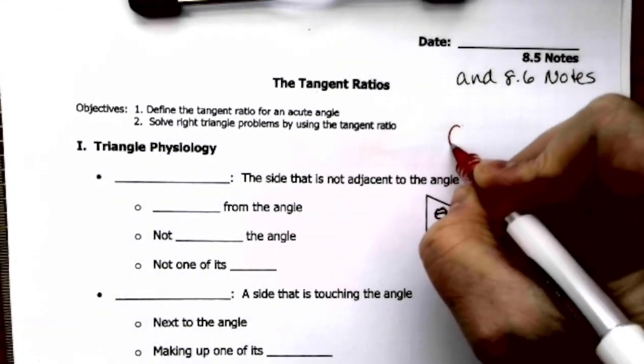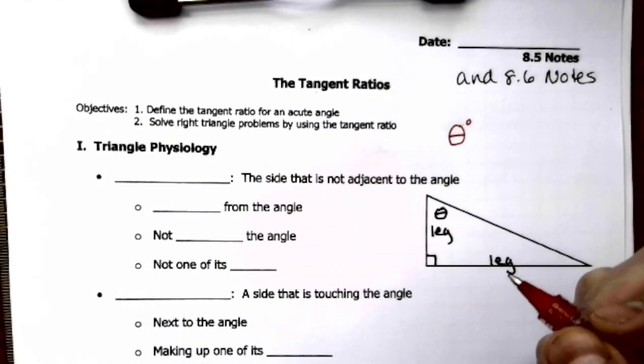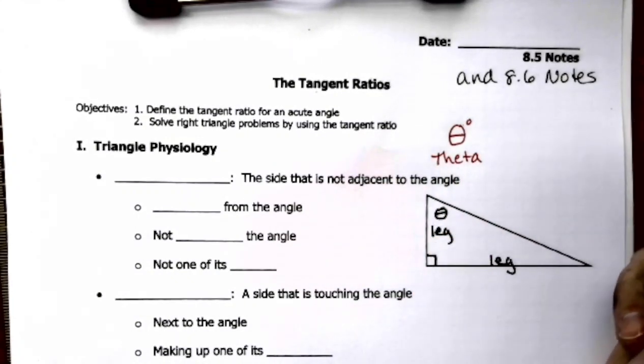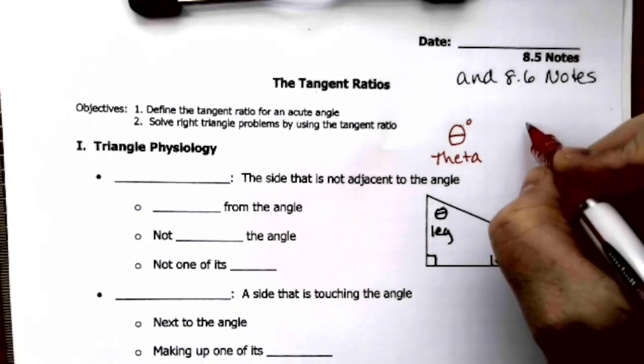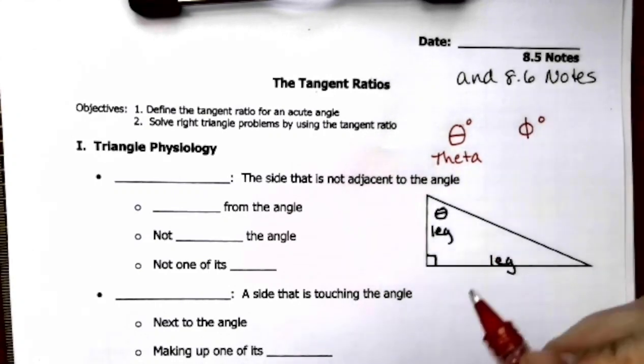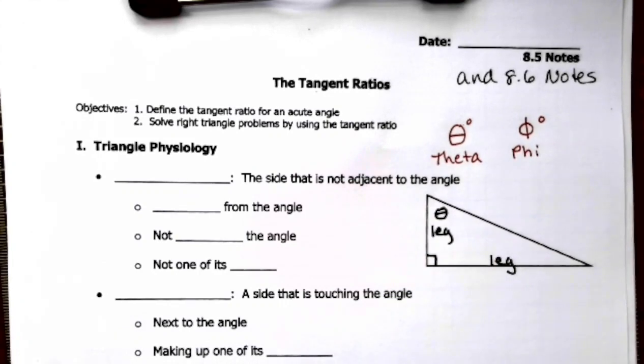Now, one of the things you're going to see is a circle with a line through it, sometimes with a degree symbol. That is the Greek symbol theta, and it's used to designate the angle that we're referring to. Along a similar vein, if there's a circle with a line through it, it might have a degree symbol. That is a phi, which is a different type of angle indicator.